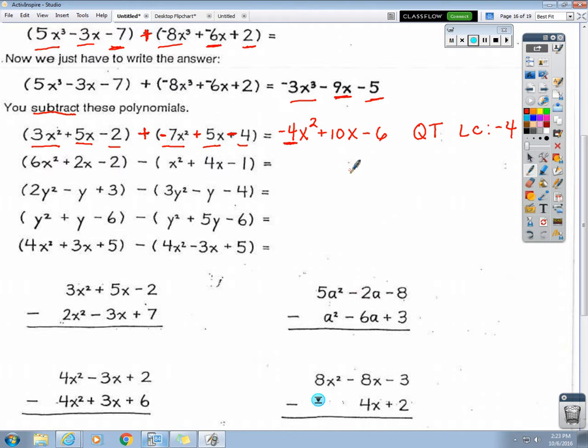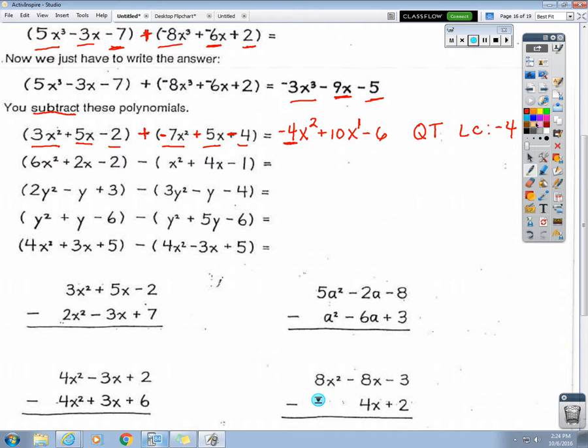What do I mean when I say standard form? Right, your exponents are in order from greatest to least. Let's see, that's an exponent of 2. This one is an understood 1. And then this one has no exponent at all. When your exponents are in order from greatest to smallest, that's considered standard form.